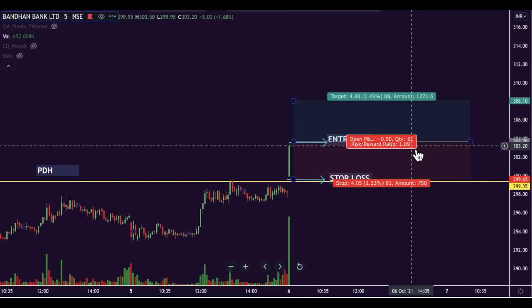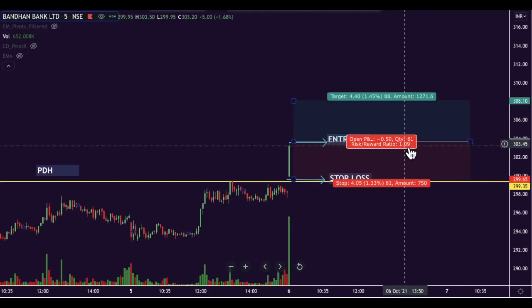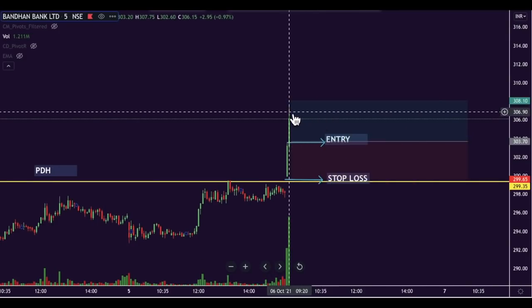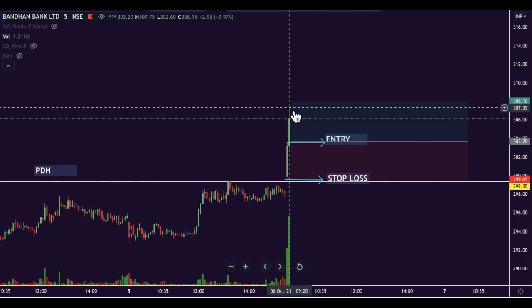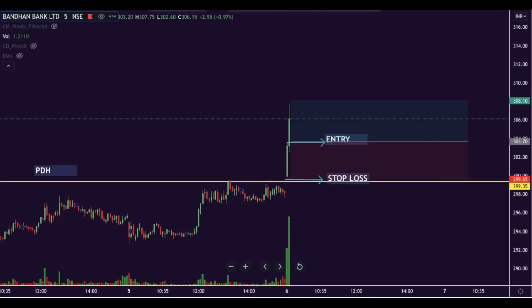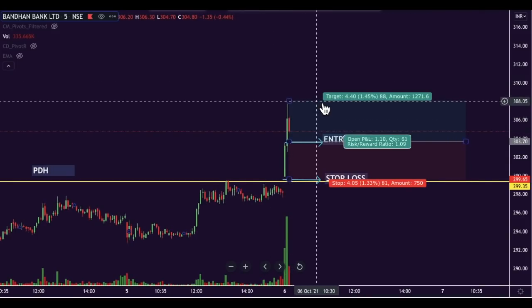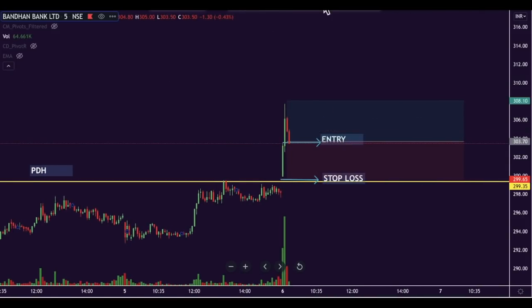I've kept risk to reward as 1:1. Now let's see how the market goes. Now traders, our entry got triggered, and if you see, the second candle almost went 1:1 risk reward, right? But it did not touch that level. It came down again. So our target is not yet achieved. Now let's see what happens next.